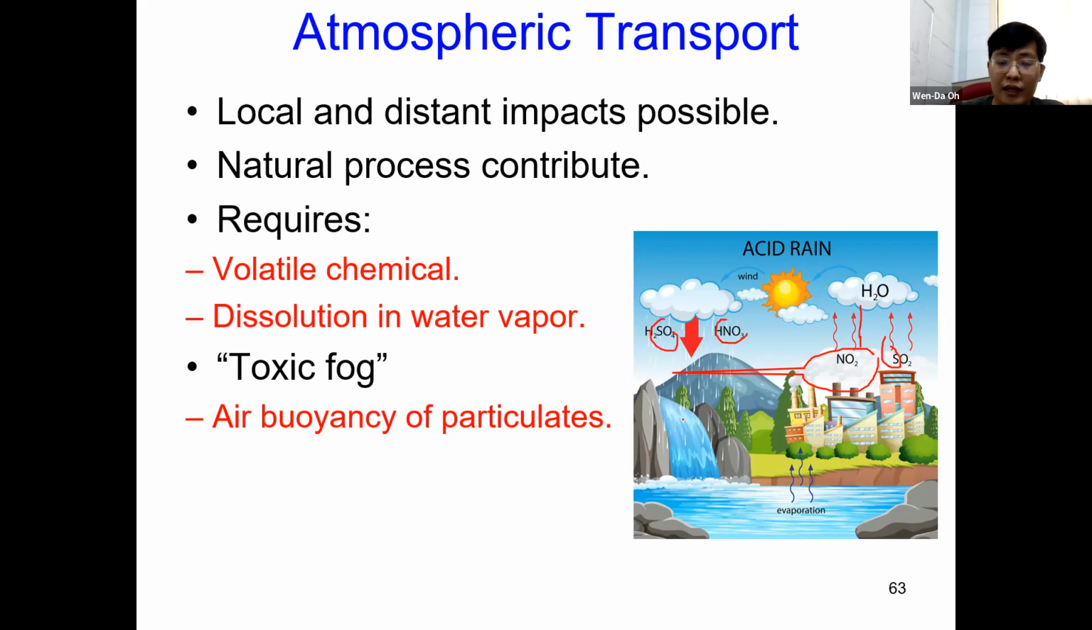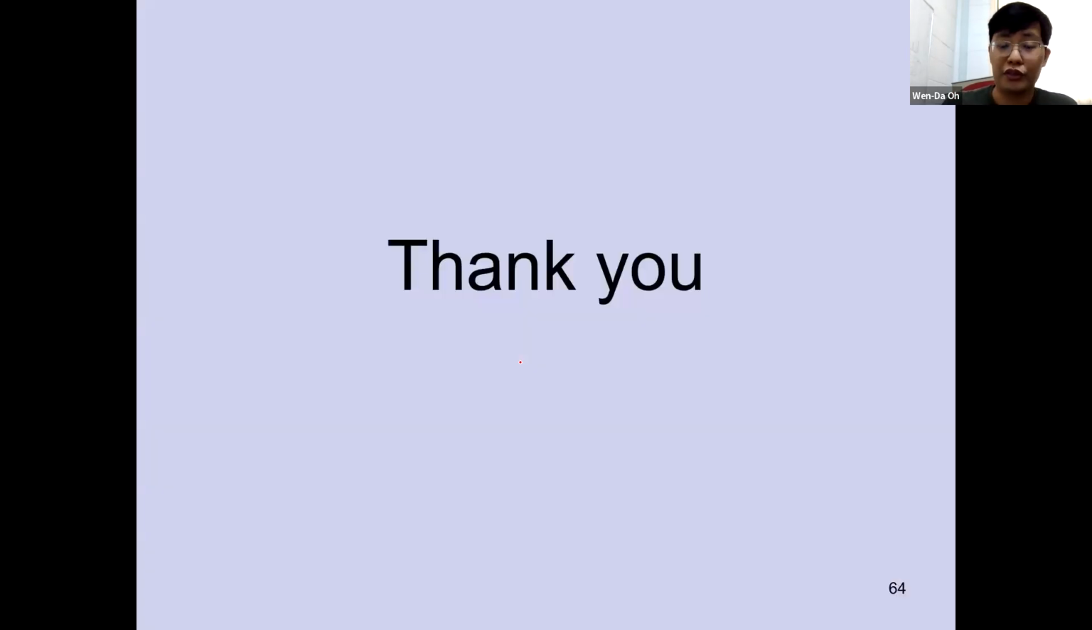So acid rain is a typical example of atmospheric transport that is of significant concern because it can cause corrosion, it can change the pH of the water, it can cause harm to aquatic life, and it can even damage buildings, right? This is why we have to make sure that we don't cause significant toxic acid rain in our environment. So I think that's all that I wanted to share today.